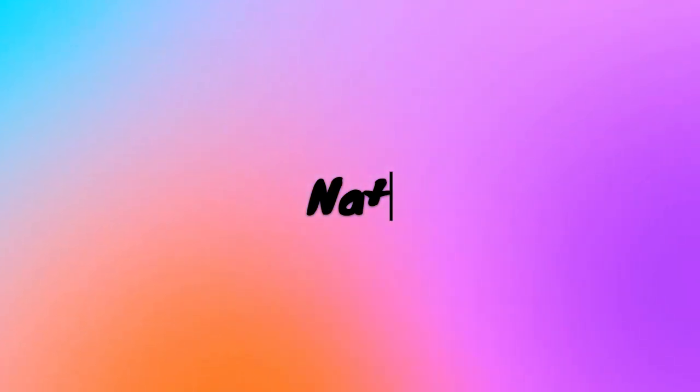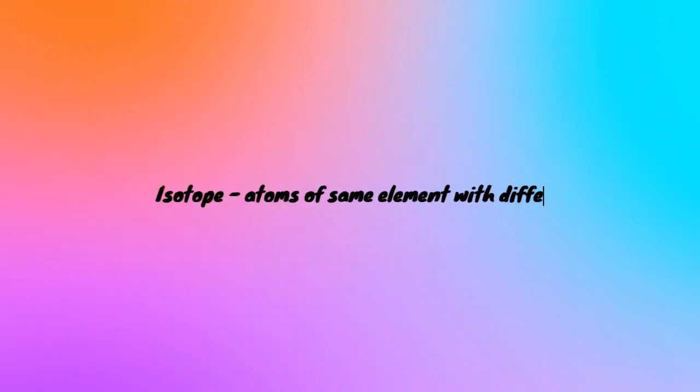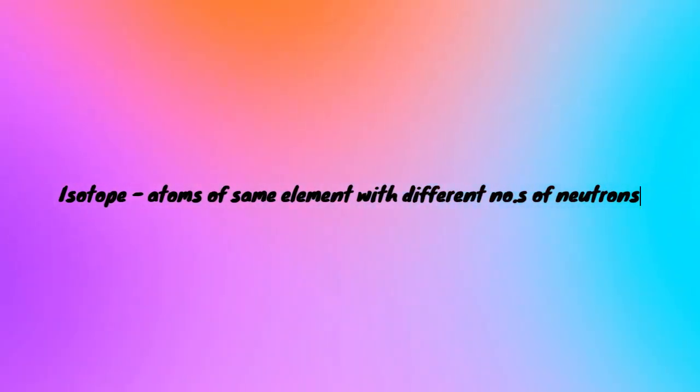And then we have isotopes. So what is an isotope? An isotope is just an atom of the same element which has a different number of neutrons. So for example, we have different types of hydrogen and they just have different numbers of neutrons.